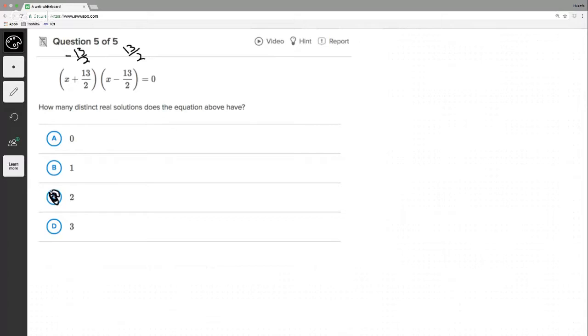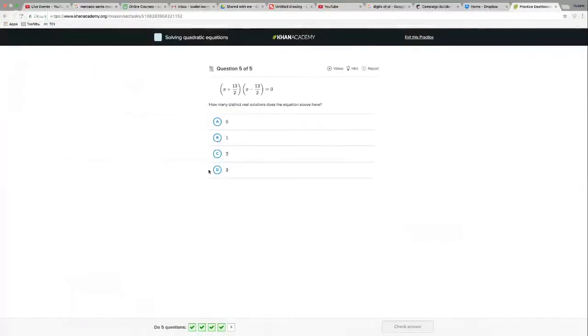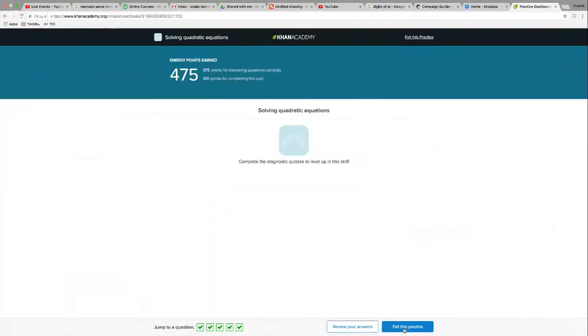Therefore, we got 2. And a quadratic equation, at most, you're going to have 2 real solutions. You can either have 2 real solutions, you can have 1, or you can have 0. But when you have 0 real solutions, you will have imaginary solutions, but that's for another time. All right, so let's go ahead and enter 2, make sure that's correct, make sure I didn't miss anything, and we're good. All right, so there you have it.